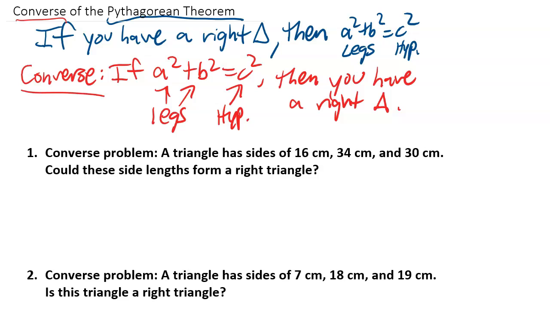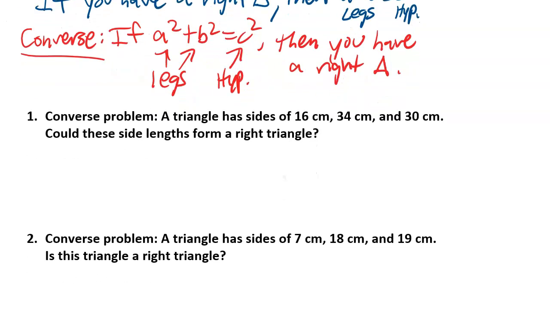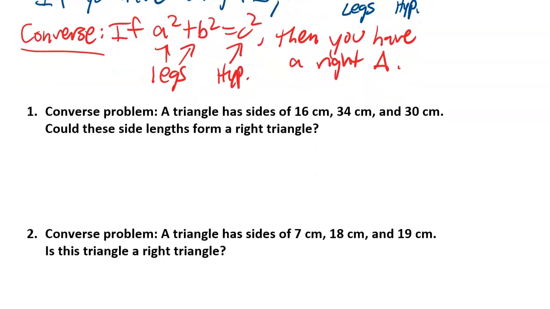Why we would want to bother to know this and use this is that sometimes we will have a triangle described, but we don't quite know if it is actually a right triangle or if it is just some other type of triangle like a scalene triangle, etc. So if we take a look at problem 1 here, it says a triangle has sides of 16 centimeters, 34 centimeters, and 30 centimeters. Could these side lengths form a right triangle? So we want to decide if this triangle is in fact a right triangle.